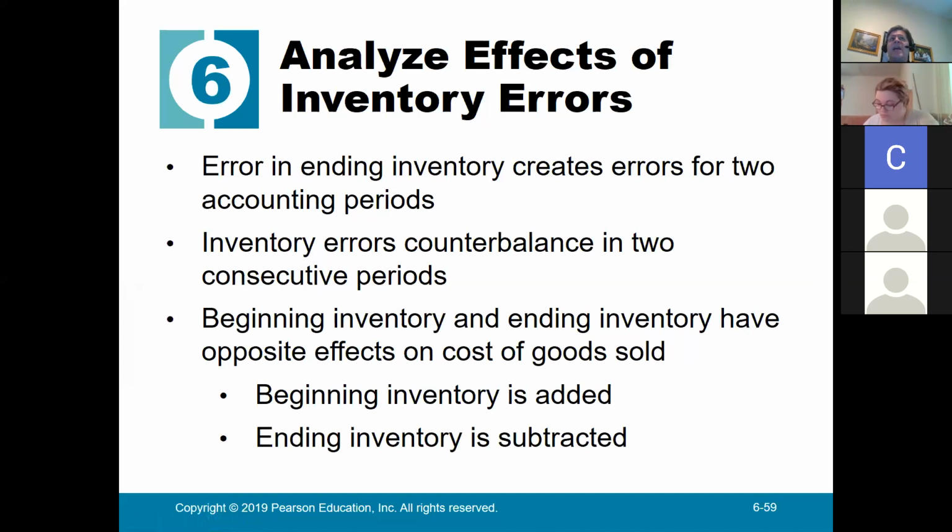Now, if you fix the inventory in the second year, at the end of the second year, then what will happen is those errors will, what we call, counterbalance. They'll offset each other. You'll be off one way on net income in one year and the other way the next year, and then it will be fixed.